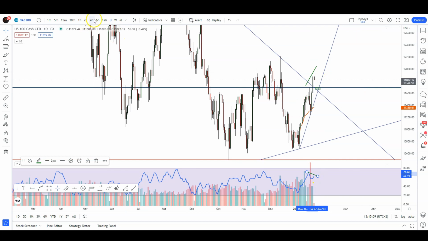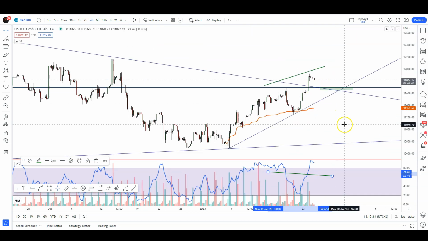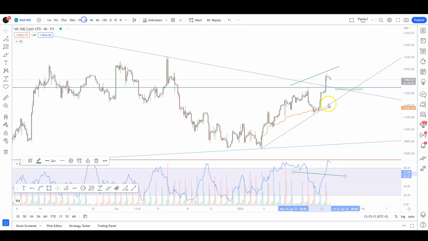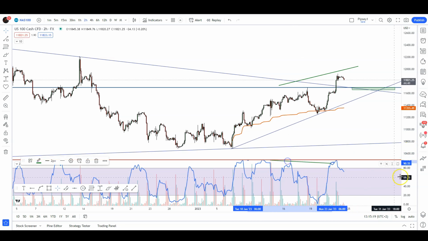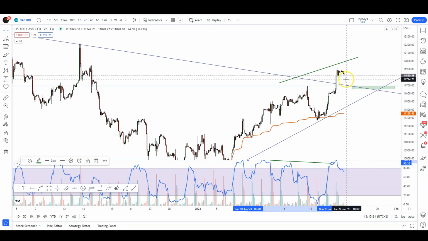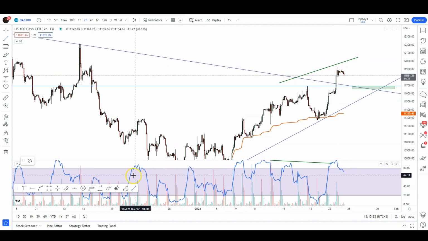Right? Let's get the 4 hour. Did we? Nah. Yeah, you're on the 2 hour. Bearish divergences, so pushing down nice and strong. I would say keep an eye on this area.